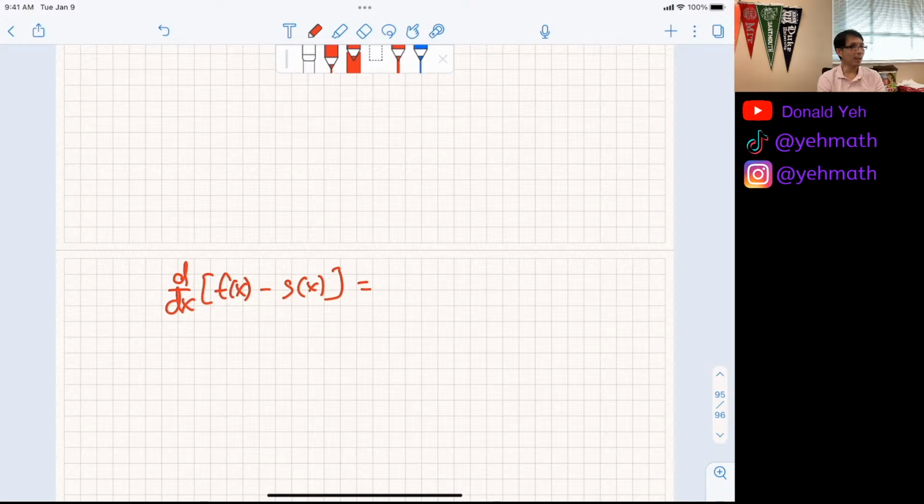Okay, so let's just say I take a derivative of some function plus another function. Some people think that's just distributive property, but it's kind of true. It looks like distribution.